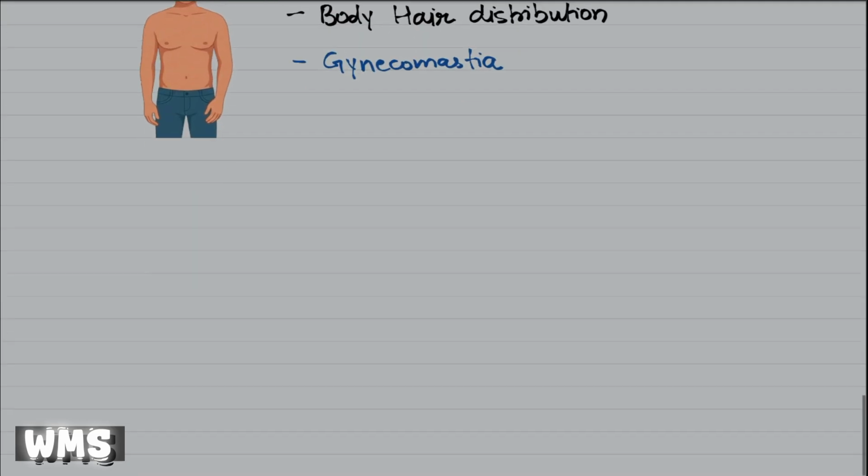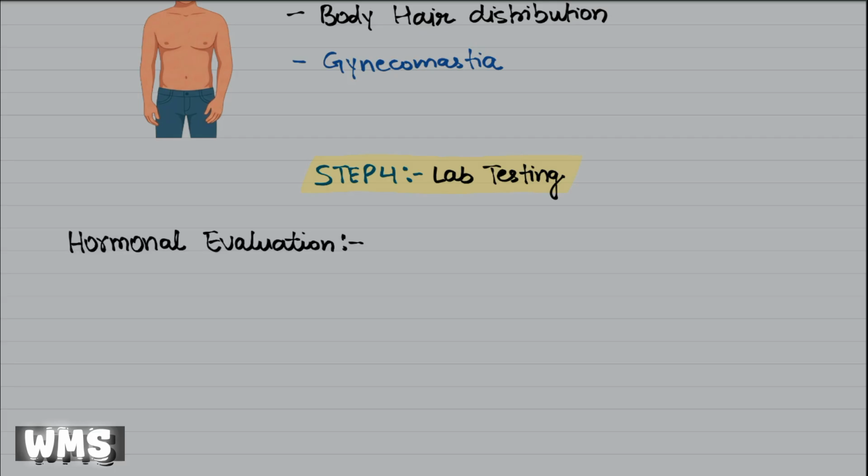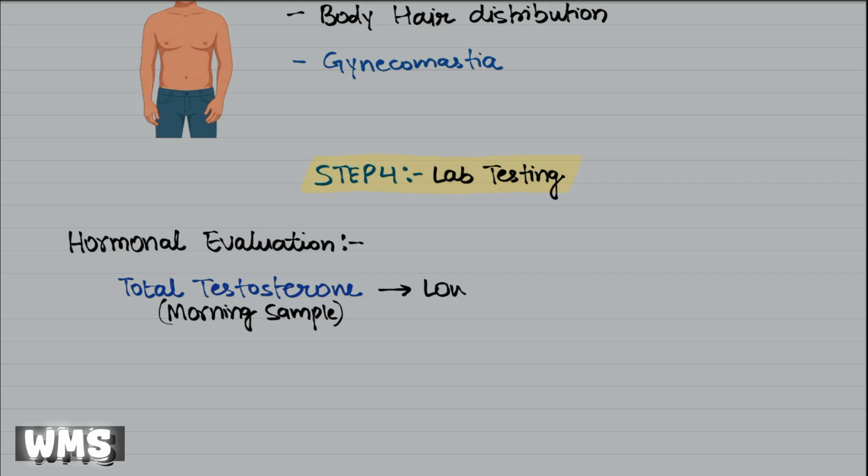After history and examination, we move to targeted laboratory testing. The aim is not to order unnecessary tests, but to identify common and treatable causes. We start with hormonal evaluation, especially total testosterone levels, which are ideally measured in the morning when they are highest. If testosterone is low, further testing such as prolactin may be required.